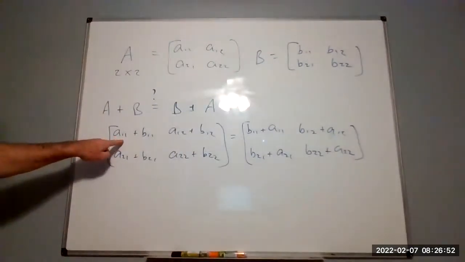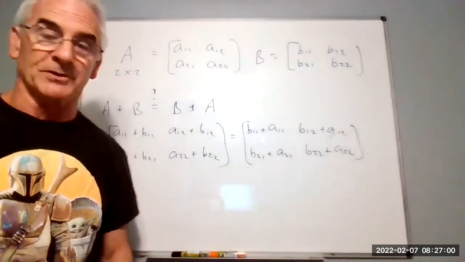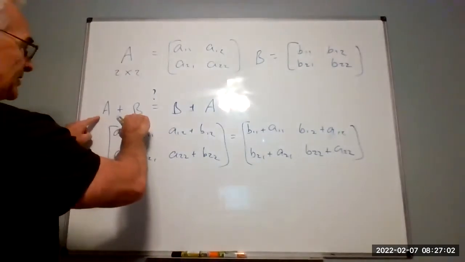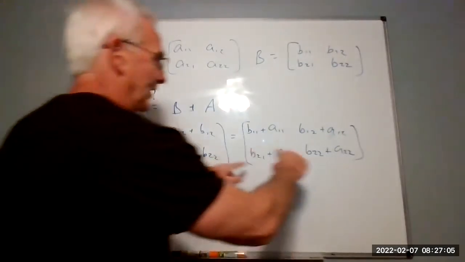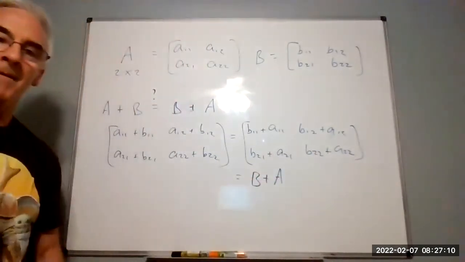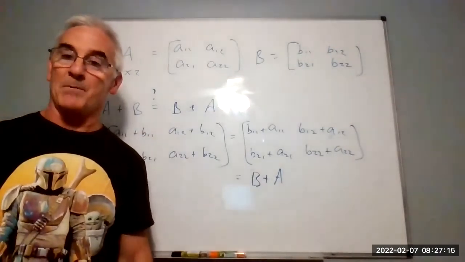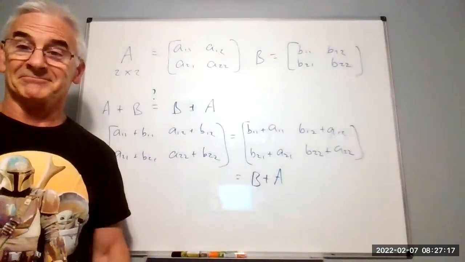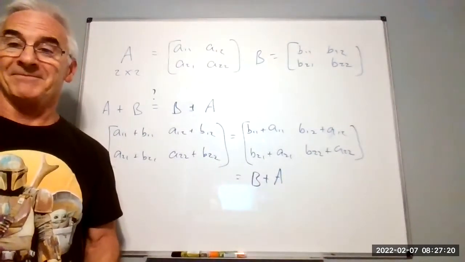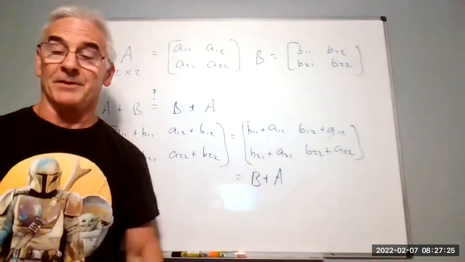Because B11 plus A11 plus B11 is equal to B11 plus A11, because real number addition is commutative. That's not even in question. But if I add A plus B, I get this result. Within this result, I can do this, but then this ends up being B plus A, isn't it? So what can we conclude about matrix addition? Anybody? It's a good thing. Matrix addition is commutative. That's powerful.